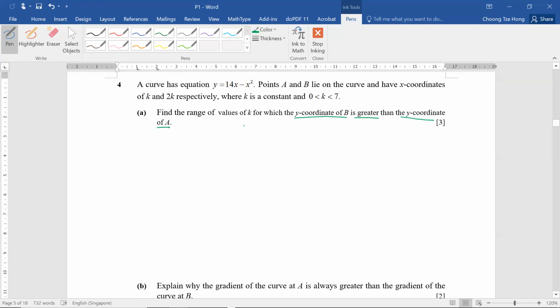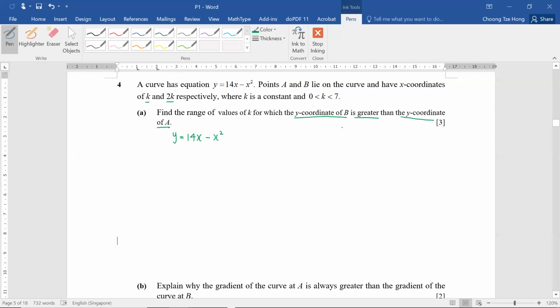In order to solve this question, we will need to find the y coordinate of B and the y coordinate of A first. Later on you can see that we can find that rather easily. So let's relook at the question. There's this curve with the equation 14x minus x squared. There are 2 points that lie on the curve, and the x coordinates of those 2 points are k and 2k respectively.